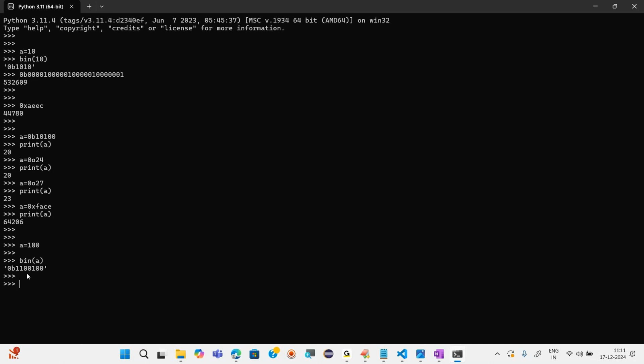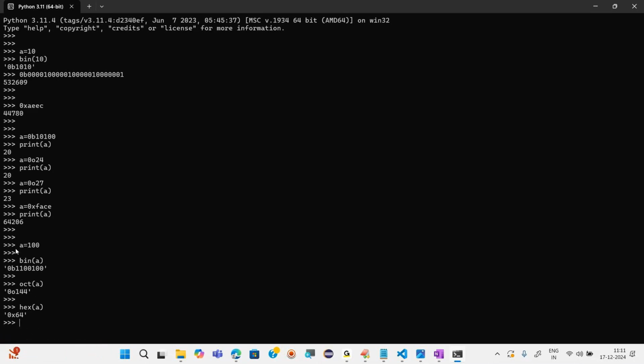Similarly, if you go for 100 in octal, you go for oct of A. So this is the octal of A. When you want to go for hexadecimal, go for hex of A. So this is the hexadecimal value of 100. Am I clear with this? Is it clear?